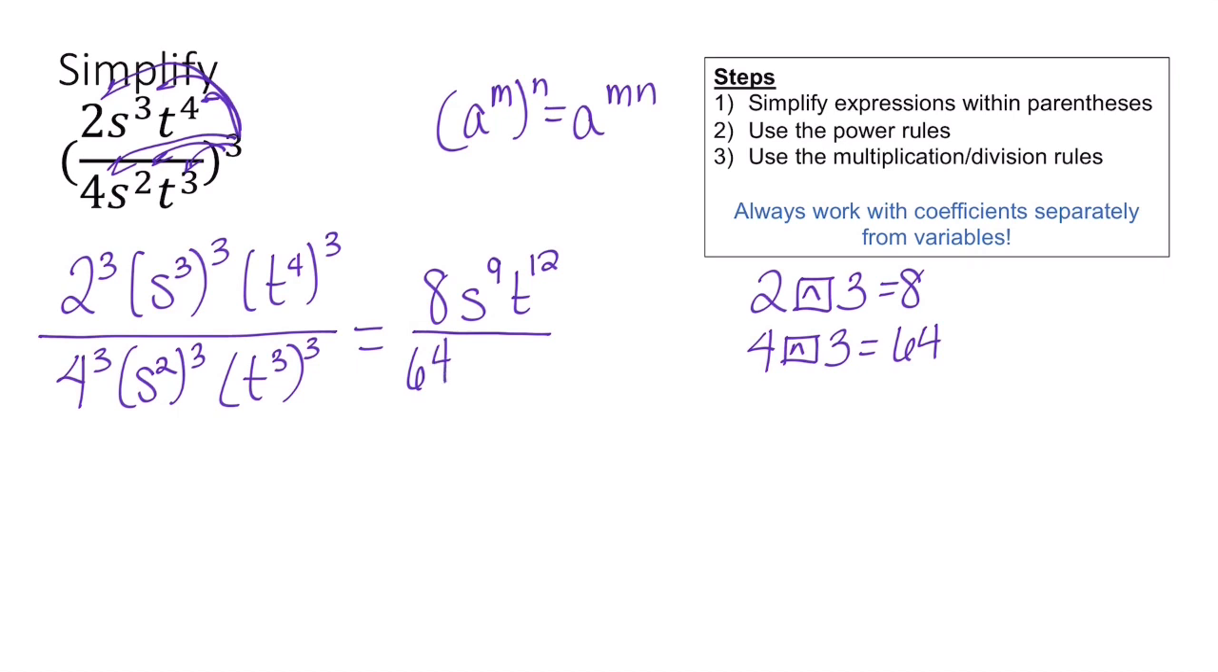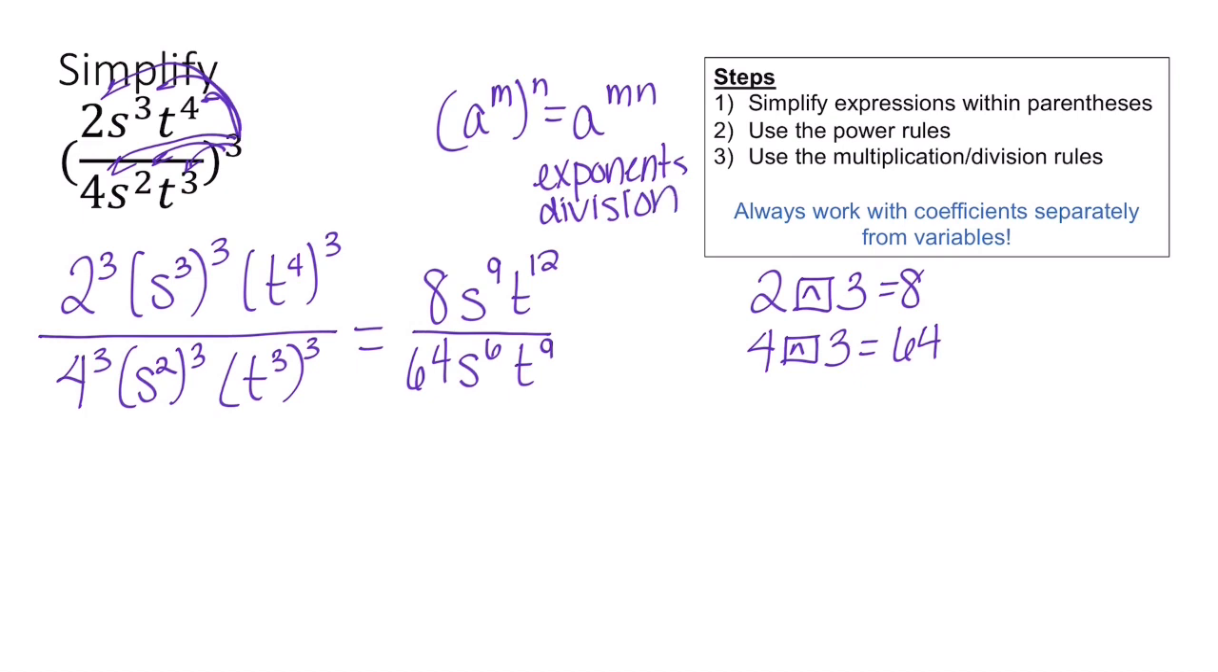And then we have s squared to the third. So I'm going to multiply them together. S to the 2 times 3 is 6. And then we have t to the 3 times 3, which is t to the 9th. Okay, so now I've simplified it with the power rule. Now I need to use multiplication or division, right? Because remember, order of operations, we do exponents before we do division. So that's why we did the third power before we divide everything.